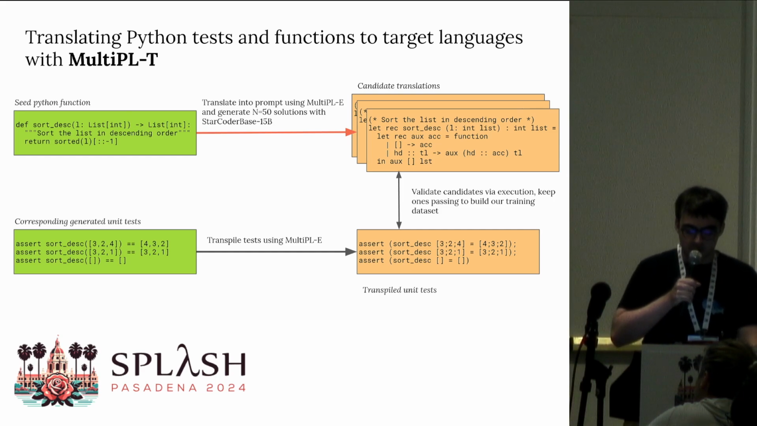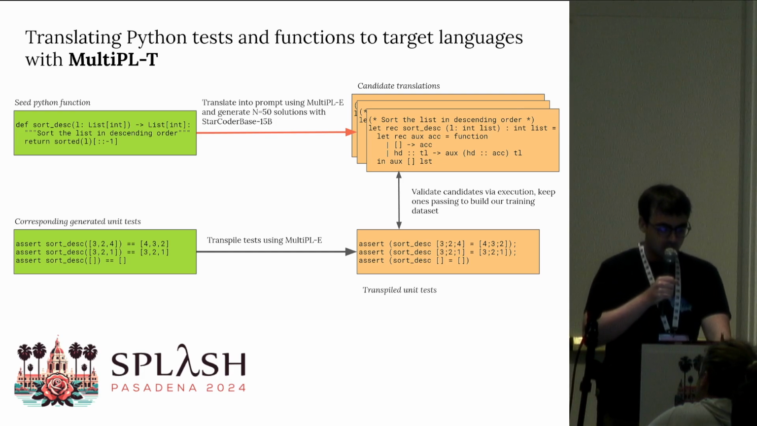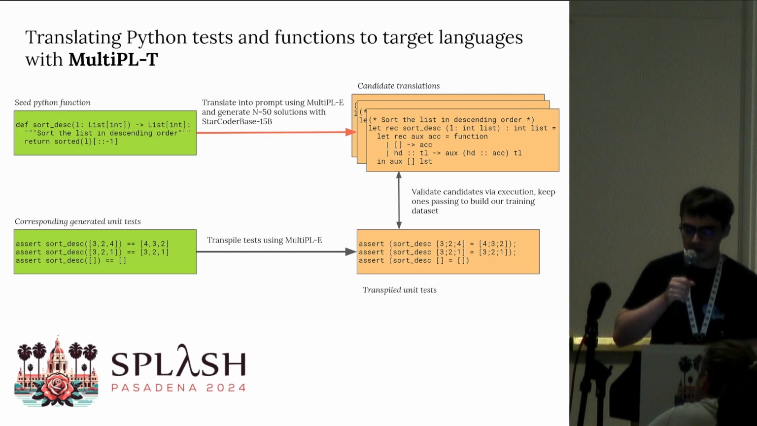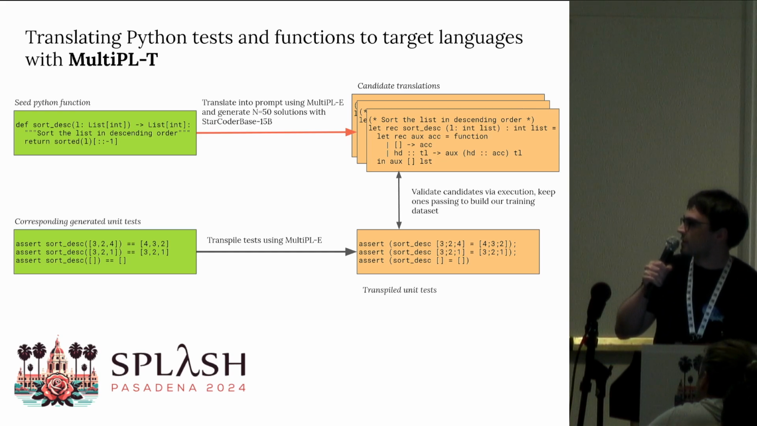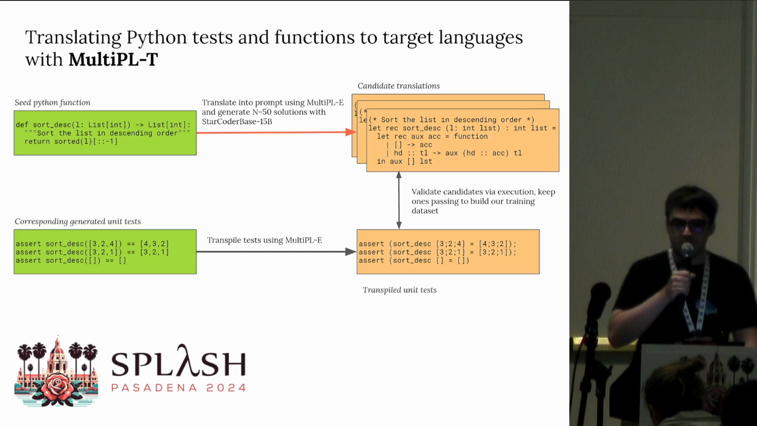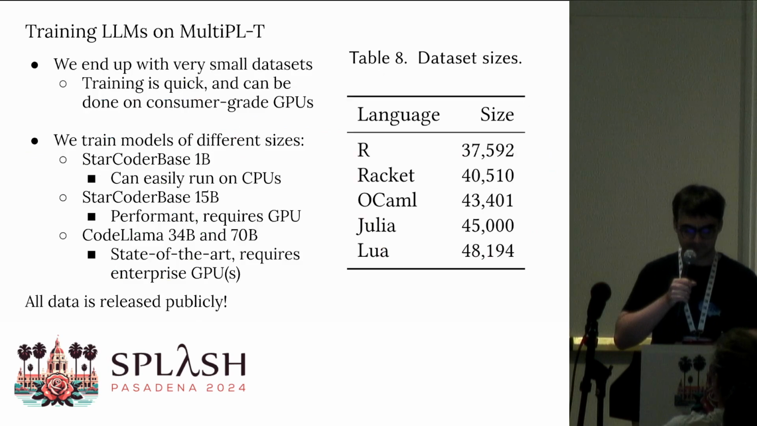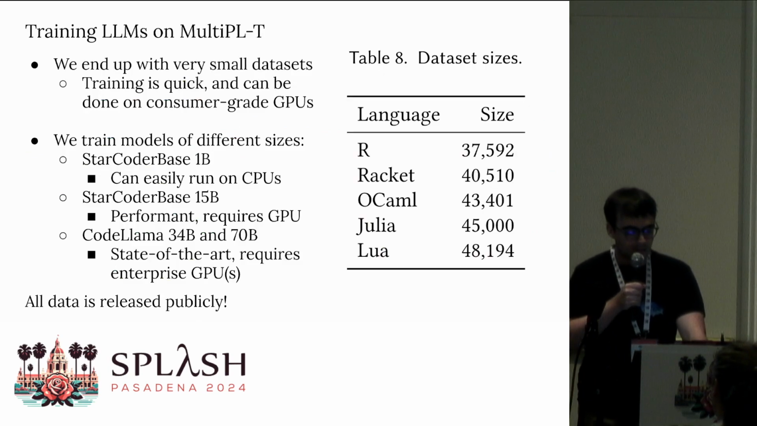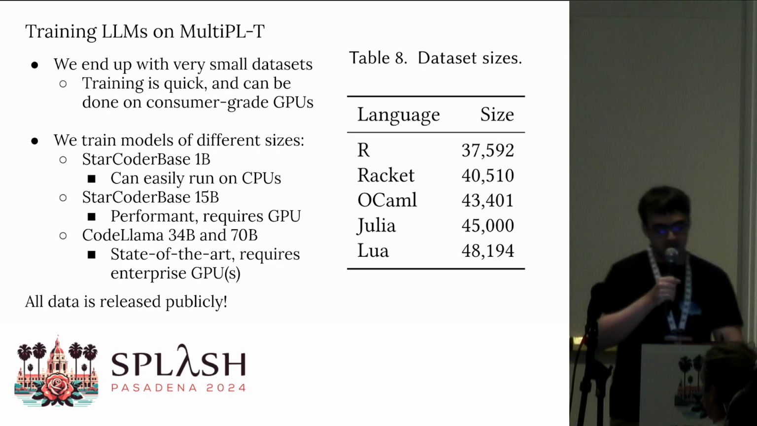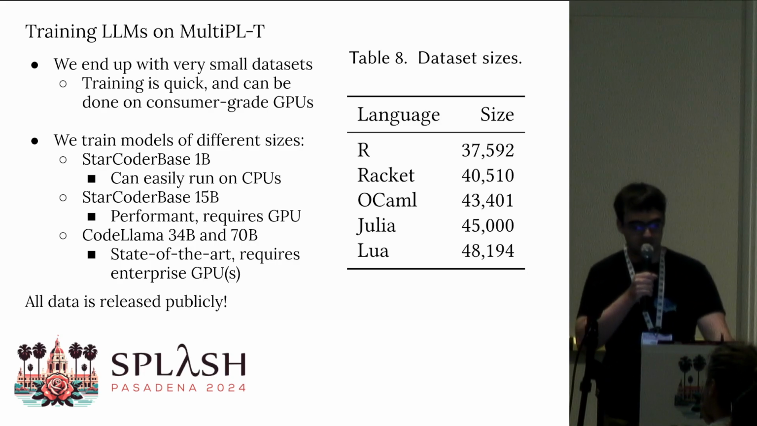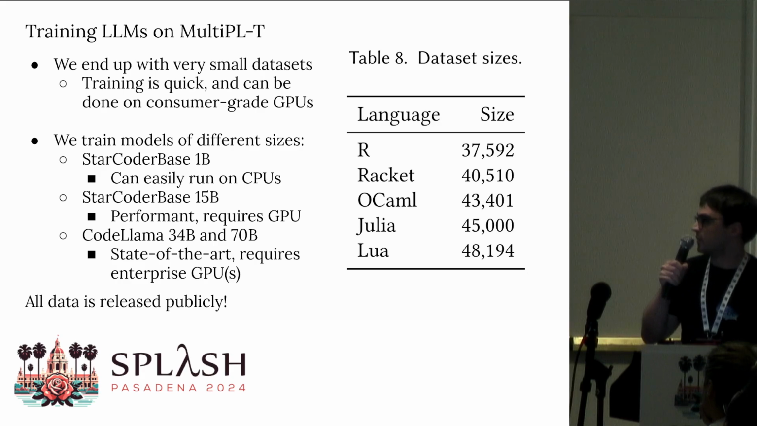So then what we do as well is we translate the tests with MultiPL-E, and we execute all of these tests in the target language. And we only keep the solutions that actually pass the tests. And so by doing this, we end up with very small training data sets. So training is quick and can be done on consumer-grade GPUs.